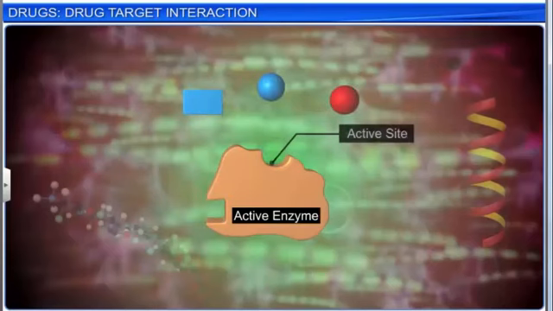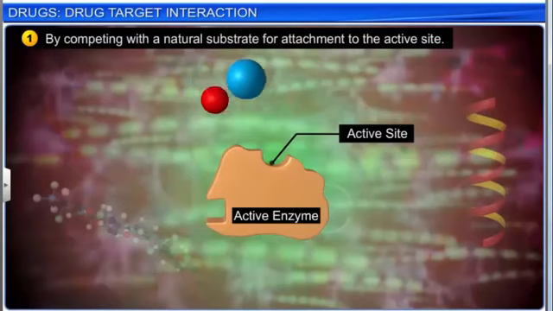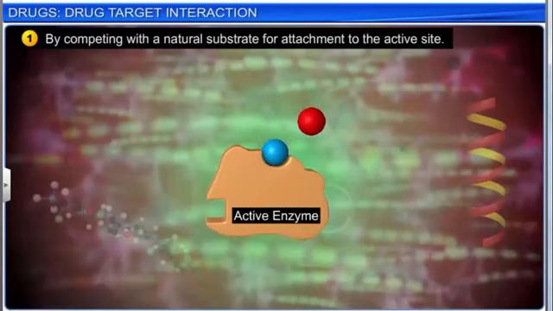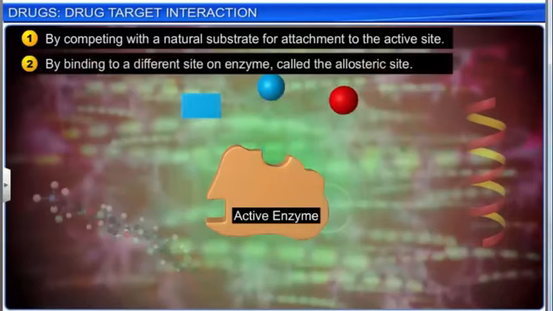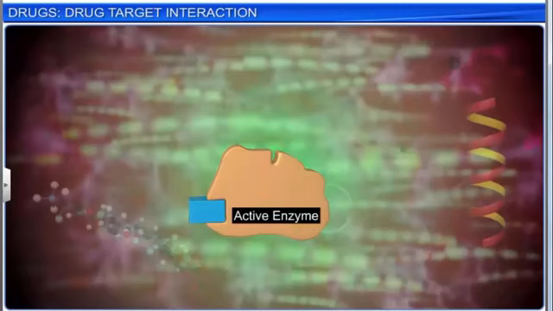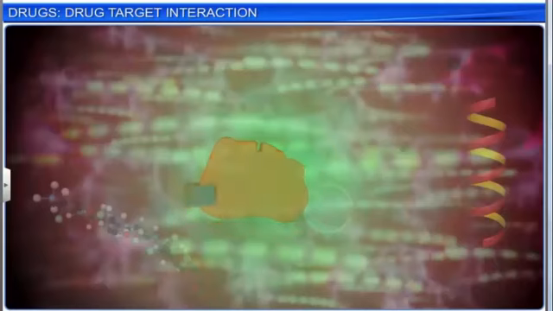Drugs inhibit the attachment of a substrate on the active site of an enzyme in two different ways. One way is by competing with a natural substrate for attachment to the active site. Such drugs, known as competitive inhibitors, block the binding site to prevent a substrate from binding to the enzyme. The other way is by binding to a different site on the enzyme, called the allosteric site. By doing so, it changes the shape of the enzyme's active site in such a way that a substrate cannot bind to it. An enzyme is blocked permanently if the bond it forms with an inhibitor is a strong covalent bond. In such a case, the body degrades the enzyme inhibitor complex and synthesizes the new enzyme.